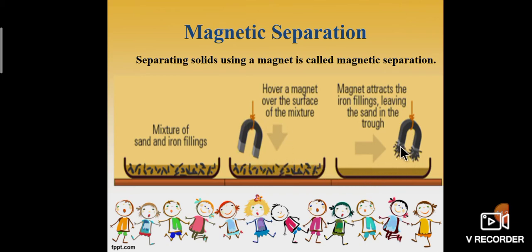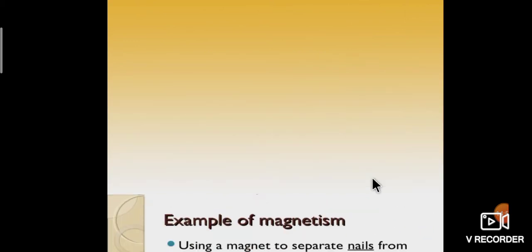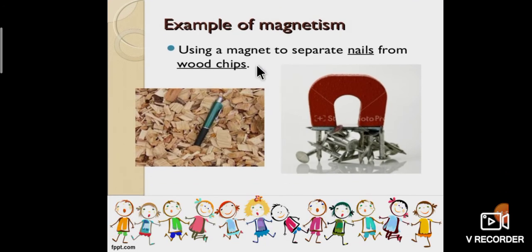The magnet attracts the iron filings, leaving the sand in the trough. Now iron filings are separated from sand by the magnet. This type of separation is called magnetic separation. Once again I repeat, separating solids using a magnet is called magnetic separation. Let's see some examples for magnetic separation.